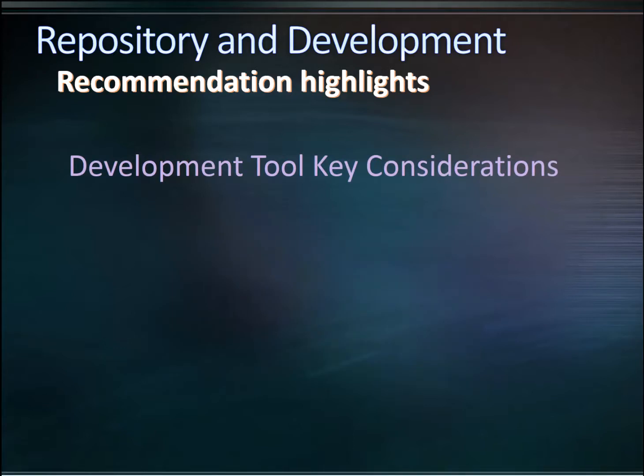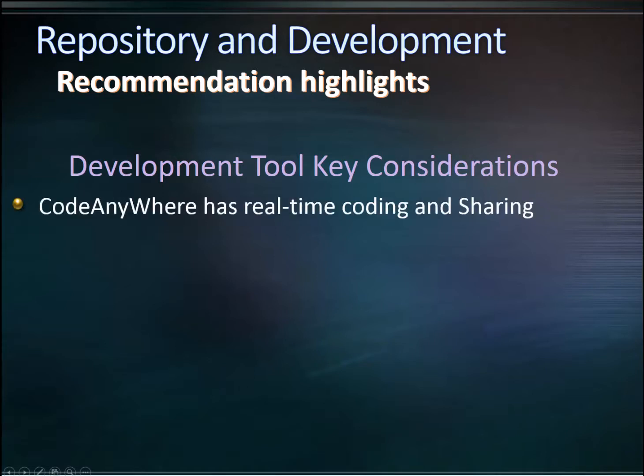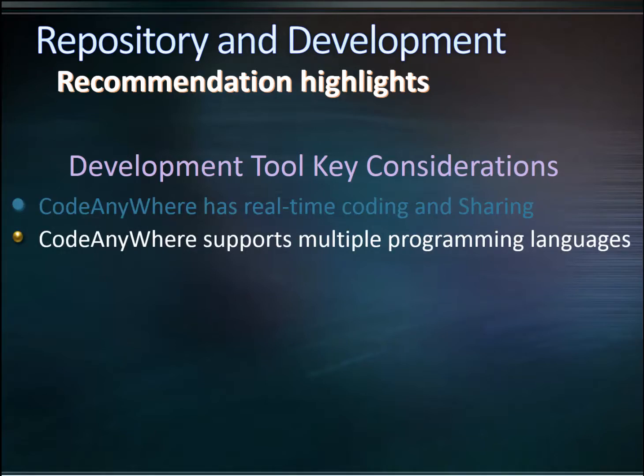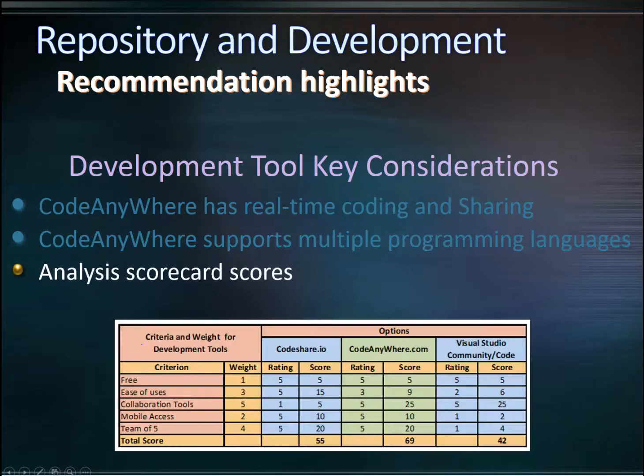Next, we're looking at the development tools key considerations that helped us decide to go with Code Anywhere. Like I said, Code Anywhere has real-time coding and sharing. It supports multiple programming languages, so you can program anything from Python to C Sharp. And based on the analysis scorecard, Code Anywhere got a 69, which was considerably higher than any of the others that were analyzed.